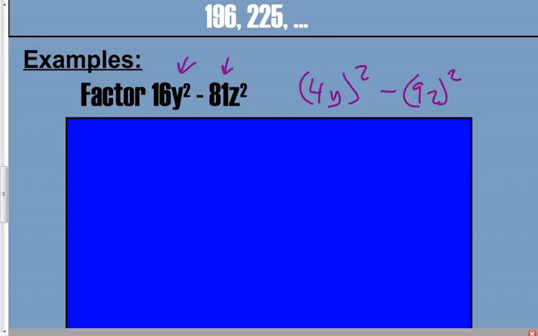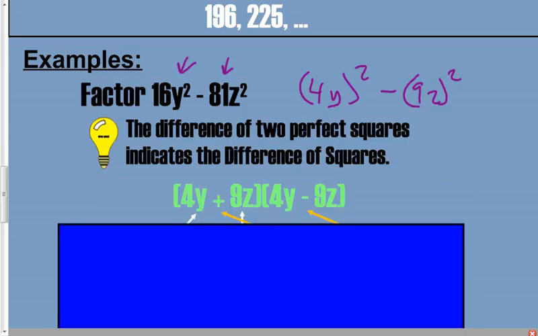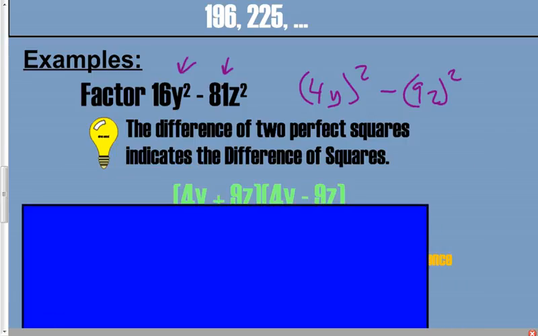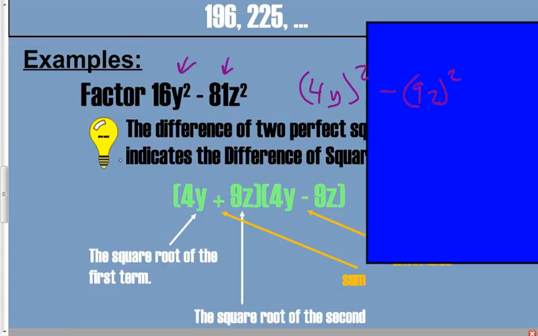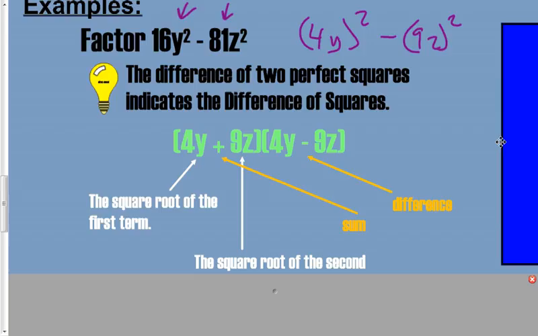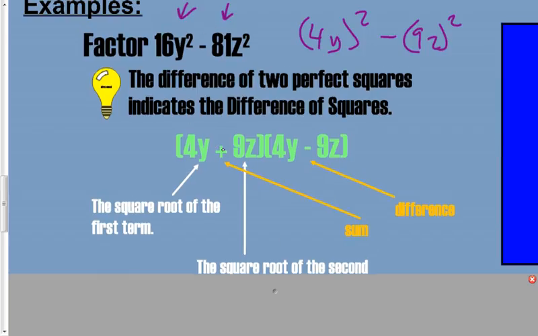All right, I believe I have it broken down here for you already. So we've got 4y plus 9z and 4y minus 9z. And that would be that first example. Remember, one has to be a sum, and one has to be a difference when we are having our two binomials.